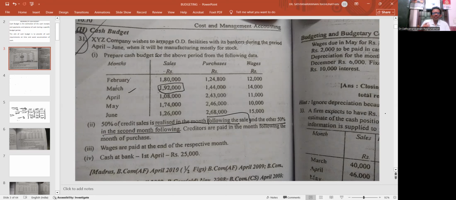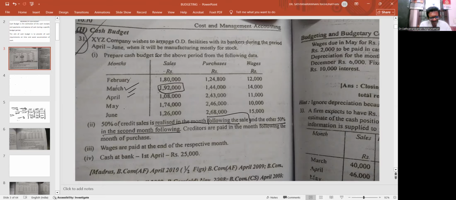So if you sell in February, very next month itself, you will be receiving the money from the customer. That is what is called a 1 month lag in receiving the payment from the customer. And the other 50% in the second month following. The first 50 percent, if you make the sale in February, you have received in March itself. The remaining 50 percent you have received in April. When we do the problem, you can understand everything.